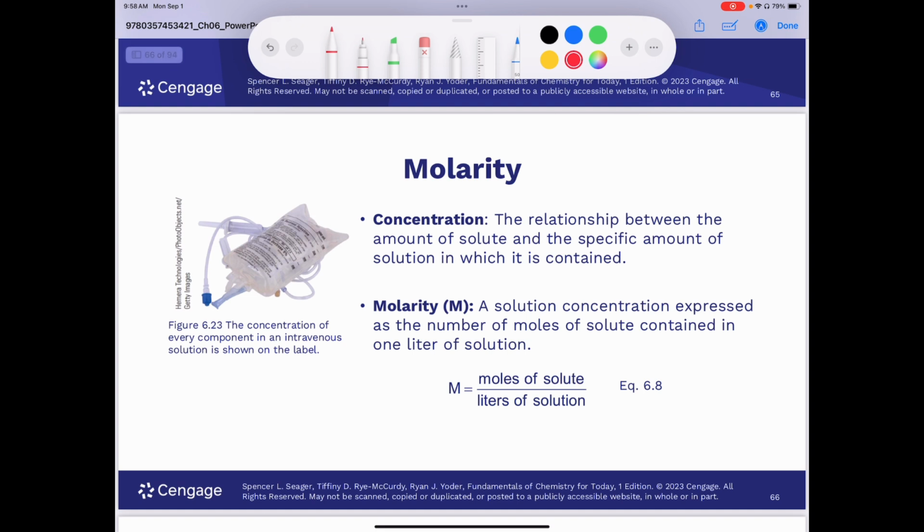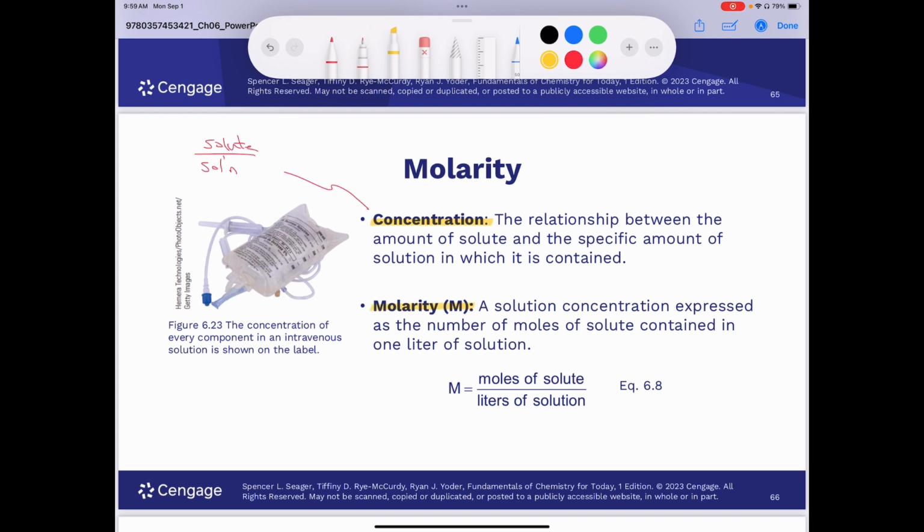So let's start with molarity and let's define concentration. Concentration is the relationship between the amount of solute and the specific amount of solution in which it's contained. So we have our solute, and we're going to divide that by the amount of the entire solution. And the first type of concentration that we're going to look at is molarity.